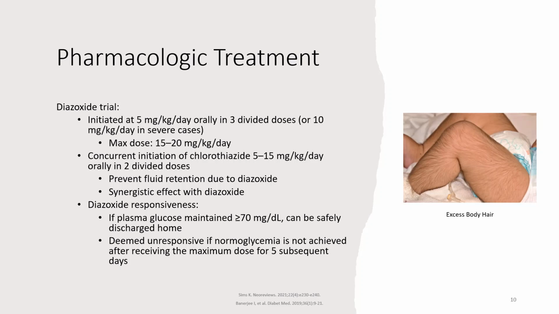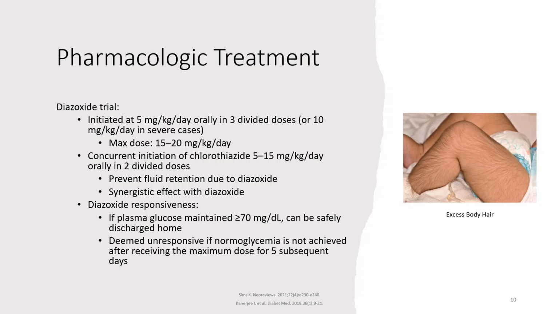Now, because diazoxide can cause fluid retention, chlorothiazide is started with diazoxide concurrently at 5 to 15 milligram per kilo per day. That's given also orally in 2 divided doses. Chlorothiazide also has a synergistic effect to prevent insulin secretion along with diazoxide. Diazoxide also has another side effect, which is excess body hair that happens mostly at higher doses.